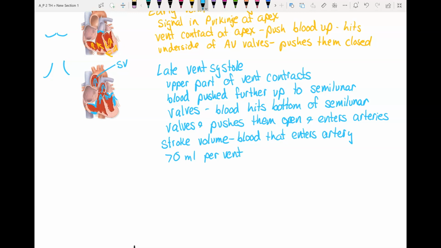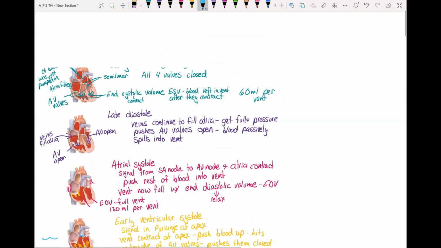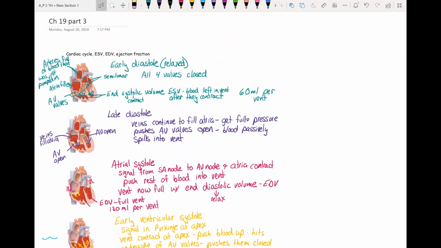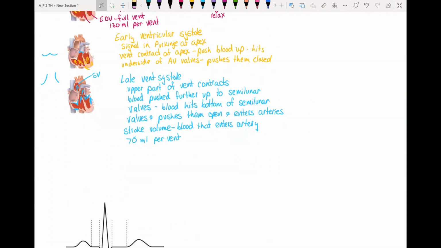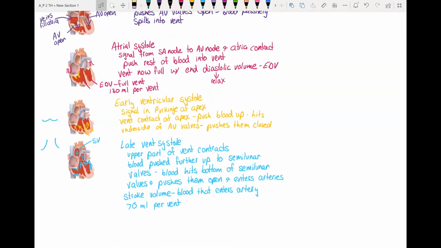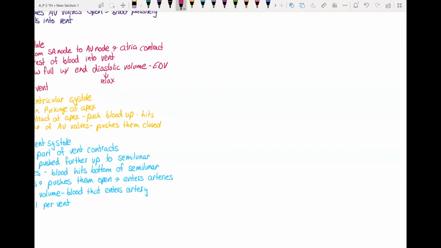So if we look at all these numbers here, we had 3 sets of numbers. We had our end systolic volume, the blood left over, our end diastolic volume, the ventricle when it's full, and the stroke volume, the blood that it pumps out. So let's look at these 3 numbers. You have 130 here is your end diastolic volume. So that is the ventricle is full. So here is a full ventricle with 130.